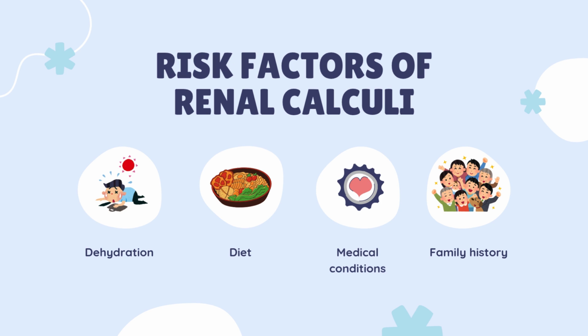Medical conditions can also put one at risk of renal calculi. Hyperparathyroidism leads to increased calcium in the blood and urine, hence formation of calcium stones. Gout increases uric acid, leading to uric acid stone formation. Chronic UTIs from the urease bacteria lead to the struvite stones. Some malabsorption disorders, such as Crohn's disease, increase the oxalate absorption, hence causing more calcium stone formation.